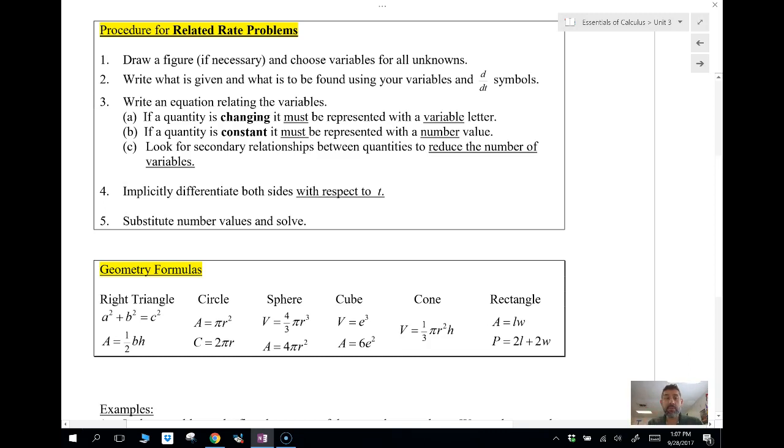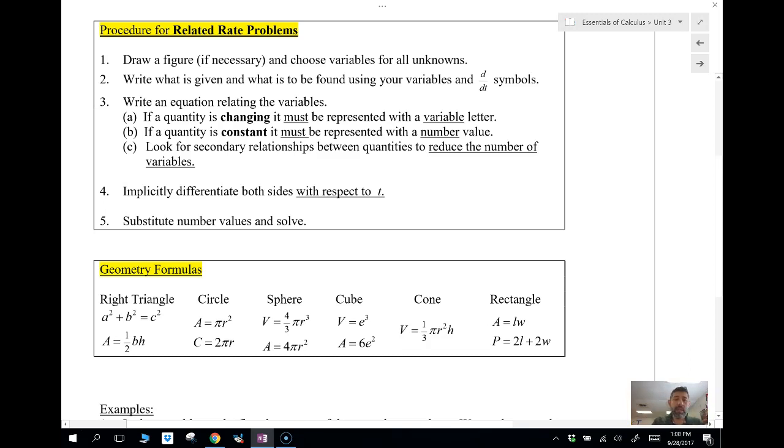Then we're going to implicitly differentiate both sides with respect to t, and then we're going to substitute any numbers or solve. One thing that does sometimes happen is we might have to use one equation to plug into the equation that we're actually taking derivatives of. So we might have another equation that's not really part of the differentiation. It's just part of allowing us to solve for a variable in our problem. Maybe you'll see a couple, but that doesn't happen all the time. A lot of times we can just take derivatives of all the stuff that's changing.